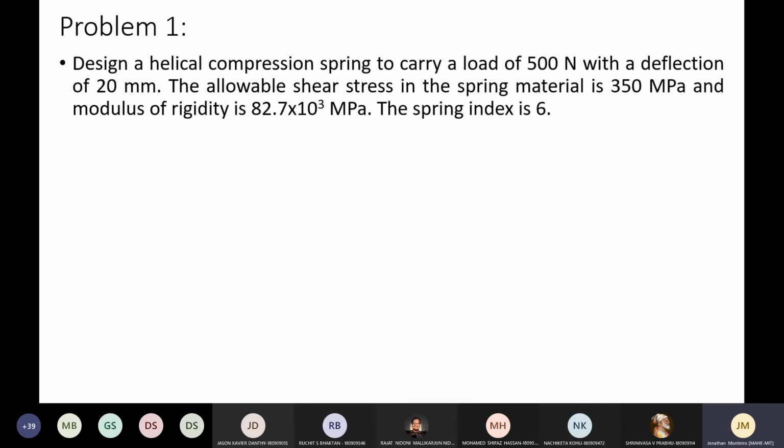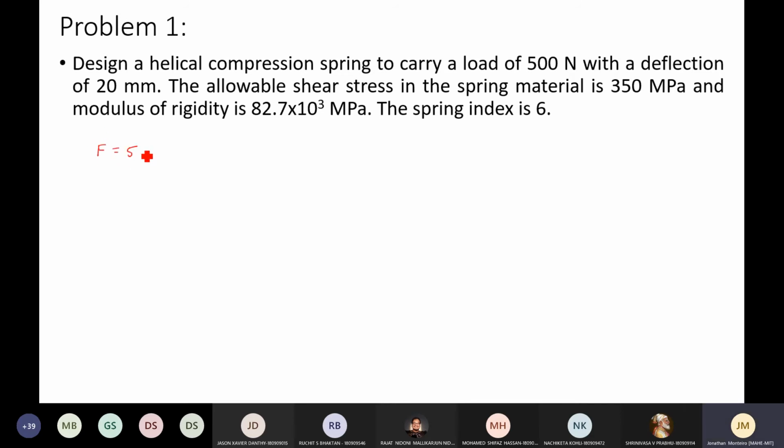So we have a problem where you design a helical spring to carry a load of 500 newtons, and deflection allowed is 20 mm. Allowable shear stress in the spring material is 350, and modulus of rigidity is 82.7 into 10 power 3 megapascal. Spring index is 6. So let us write down in terms of the notations that we use in the data handbook.